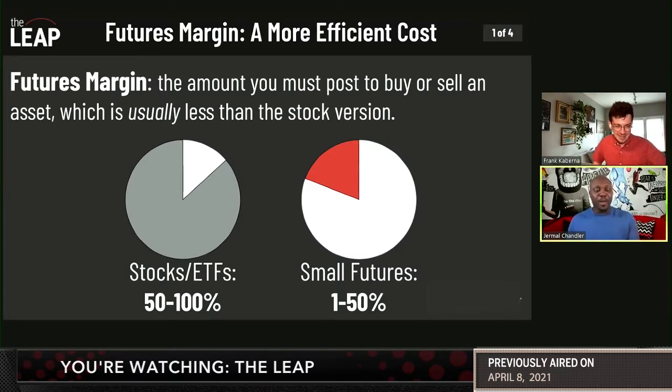Span margin increases with volatility, and then does that position fit inside your portfolio? So I think those are the 3 big takeaways that I got the other day. So with that said, again, we're moving forward today. What we got here on the slide, futures margin is the amount you must post to buy or sell an asset, which is usually less than the stock version. And as we mentioned the other day, most of the time it can be like 50% for stock or ETFs. In case of small futures, anywhere from 1 to 50%.